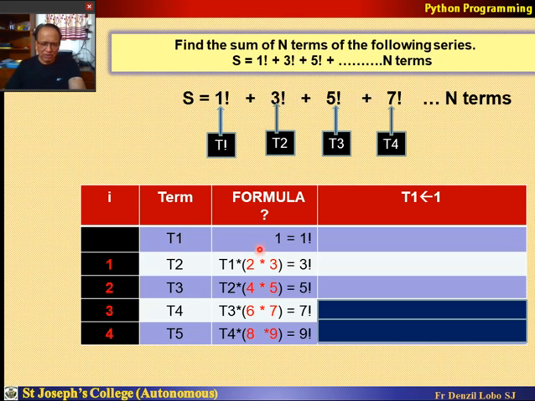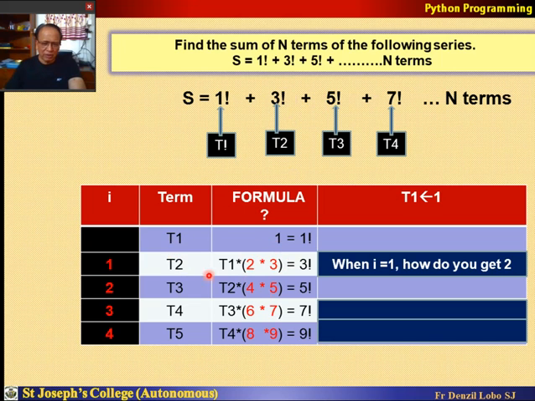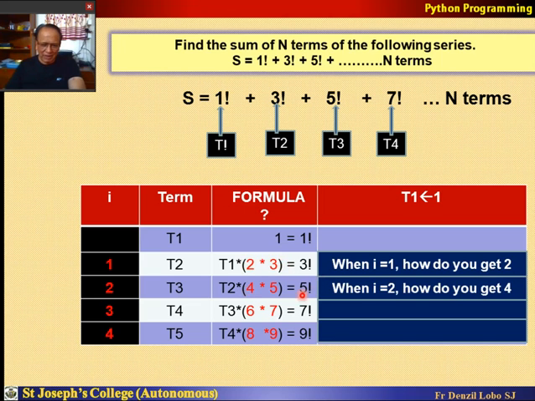As you see here, t1 is equal to 1. How do I get t2 when i is equal to 1? That is the question. When i is equal to 1, how do I get 2? Once you get 2, you add 1, you get 3. So when i is equal to 2, how do you get 4? When i is equal to 3, how do you get 6? When i is equal to 4, how do you get 8? By looking at these numbers and the i values, 1 into 2 will give you 2, 2 into 2 will give you 4, 3 into 2 will give you 6, 4 into 2 will give you 8. So this is how you get the first part of the term.